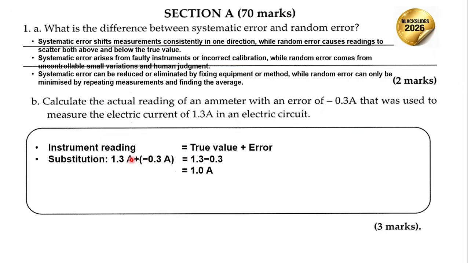So don't forget, when adding here, you have to add the whole value, the whole error with its minus. If this was positive, you would simply subtract. You would still get the same result.